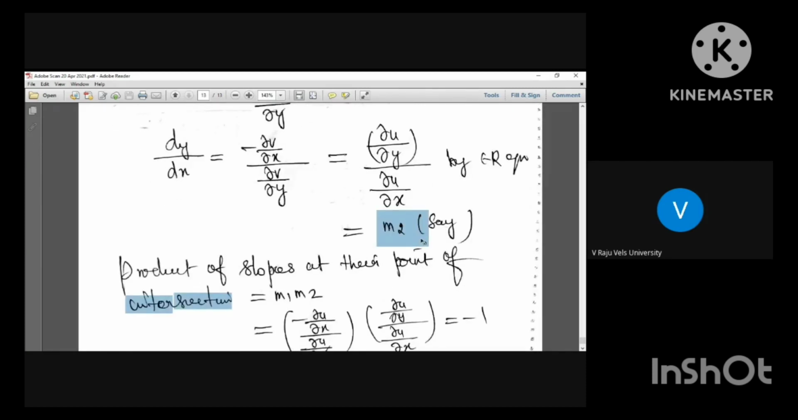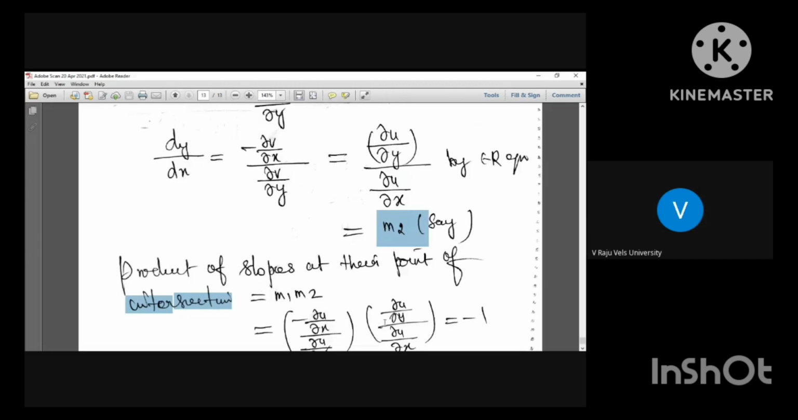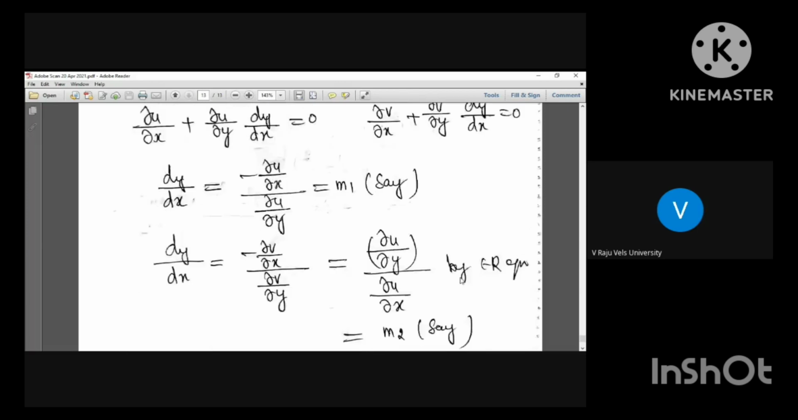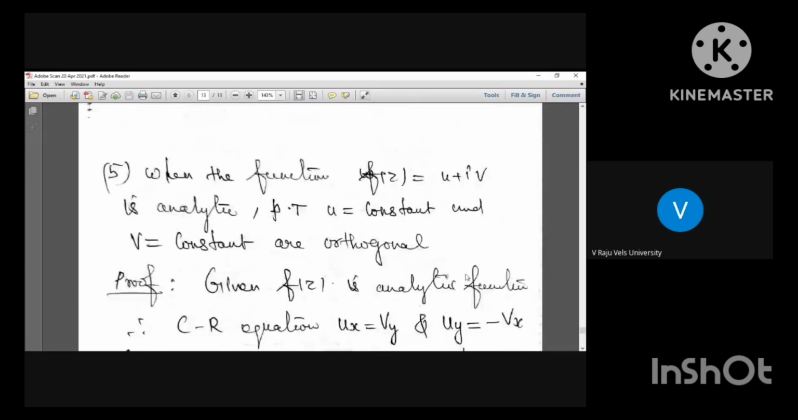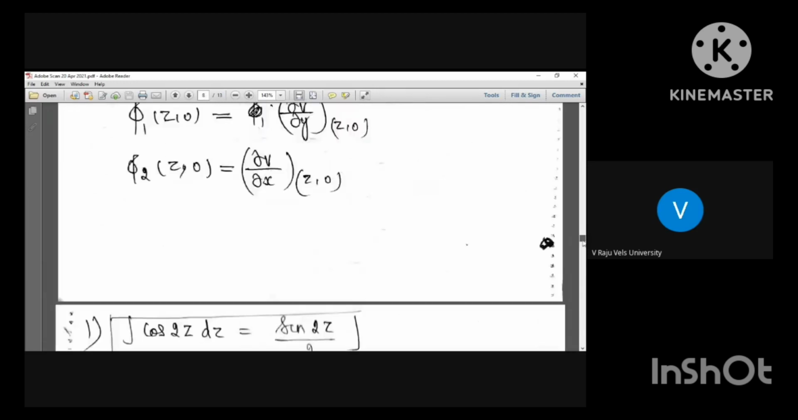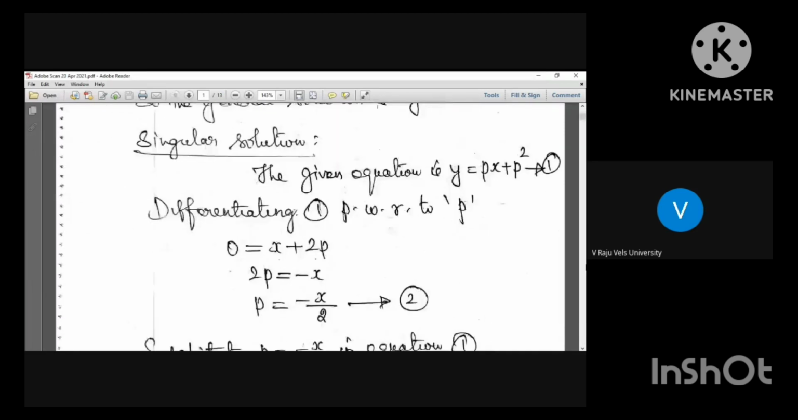These two slopes, if they are intersecting, m1 and m2, you have to multiply m1 as well as m2. The answer will be minus 1. So the two families of curves form an orthogonal system. m1 m2 is equal to minus 1 means orthogonal system. Okay. So I'll tell you again. This is the orthogonal system.